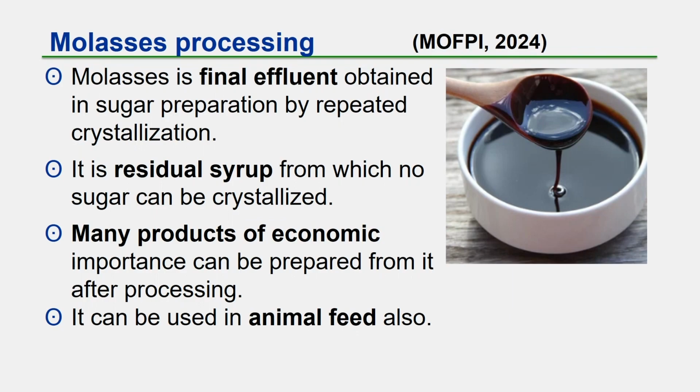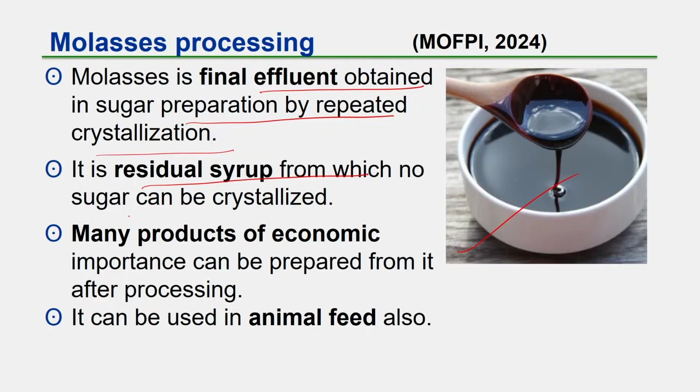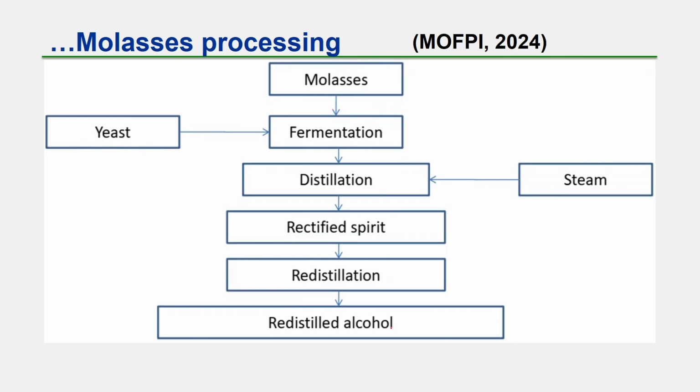Molasses processing. You see a picture of the molasses on the right side. Molasses is the final effluent obtained in sugar preparation by repeated crystallization, particularly during centrifugation. The sugar is separated from the molasses. The solid part is sugar and the liquid part is molasses. It is residual syrup from which no more sugar can be crystallized. Many products of economic importance can be produced from it after processing. It can be used in animal feed also.